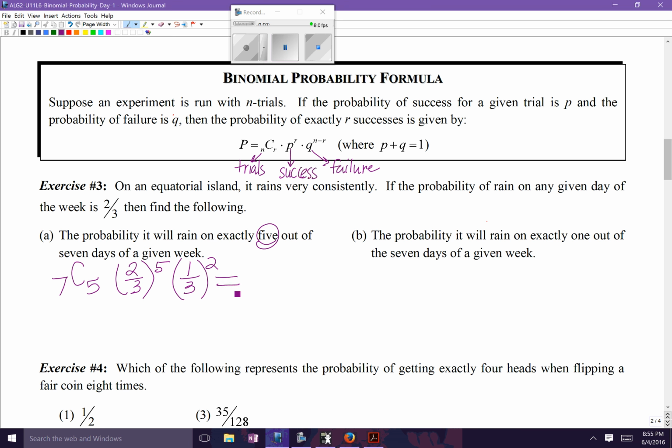And if you do it correctly, you should get 0.307, and a whole bunch of other decimals. If you convert that into a fraction value, you get 224 out of 729. So if we were to conduct this experiment 729 times, 224 of those times, it will rain exactly 5 out of 7 days.